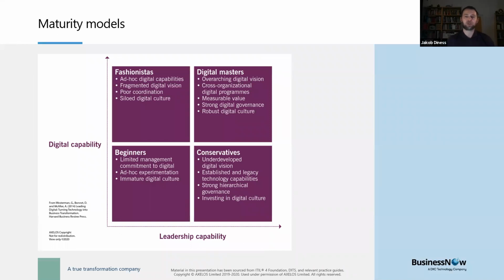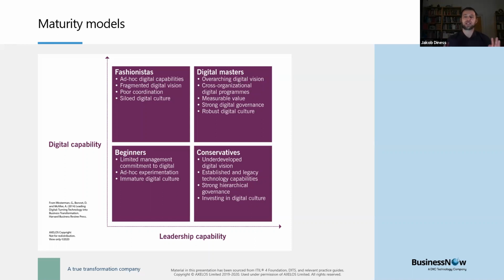Okay, another good model is a model based on where you are as a company. You could also see it as a personal endeavor, but as a company, you can say, how mature are we? And you can relate that to a specific market or a specific area. Are you at the beginner's level? That's the lower left. Or are you some of these conservatives, fashionistas, or are you reaching the digital masters?